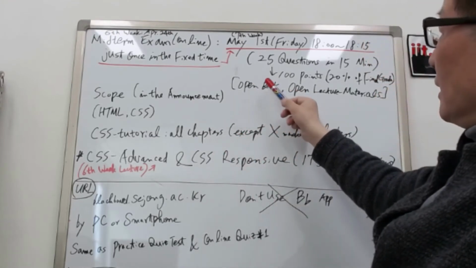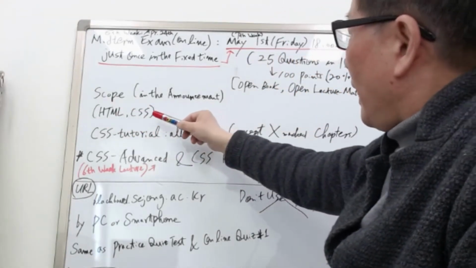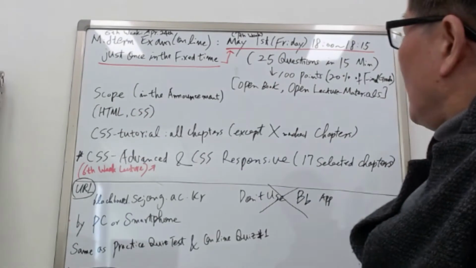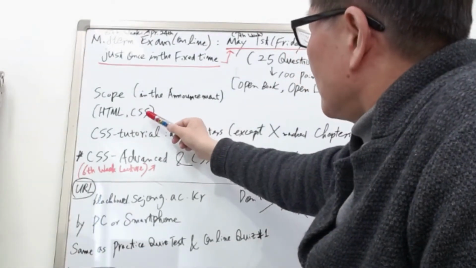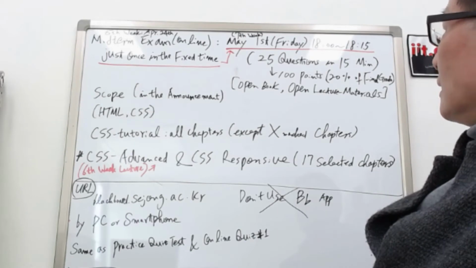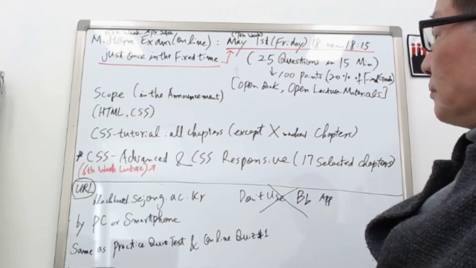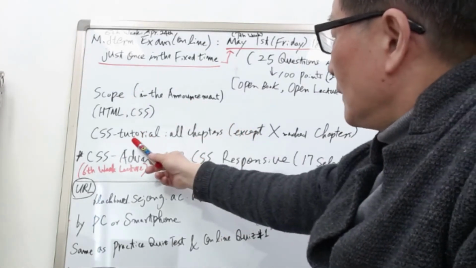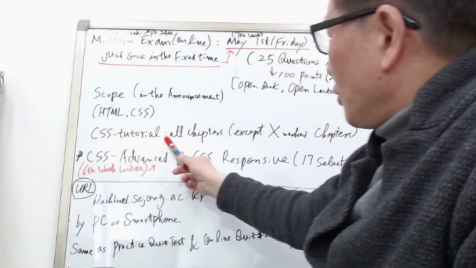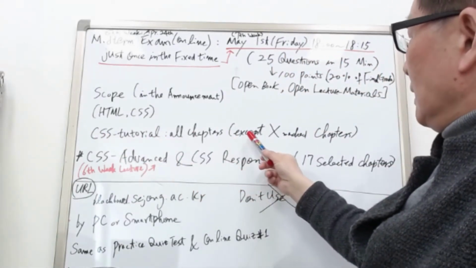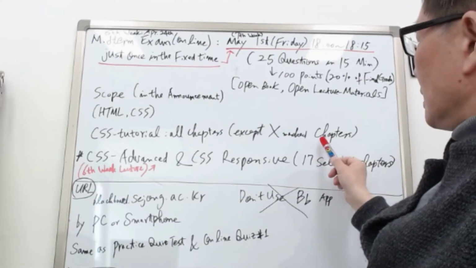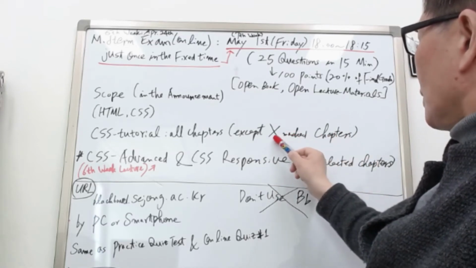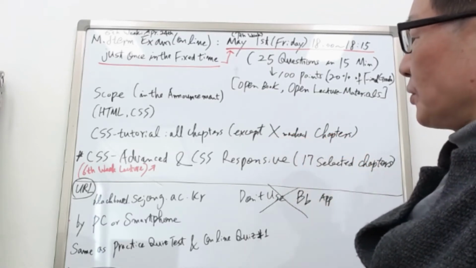Roughly 15 questions about HTML and around 10 questions about CSS. Thus in total 25 questions will be asked. In this CSS tutorial, all chapters except the cross-marked chapters will be asked. Thus, you don't need to look at the cross-marked chapters. Just for reference, you can refer to them.